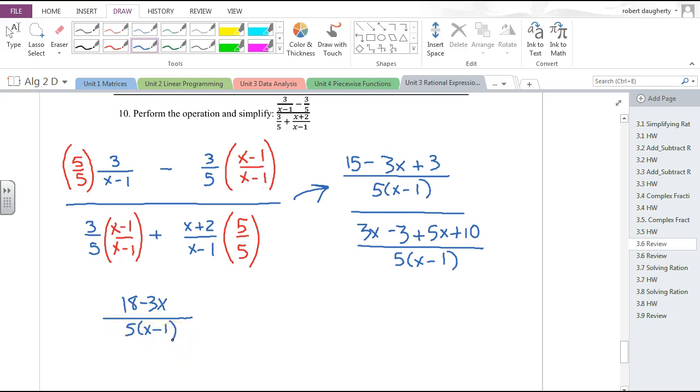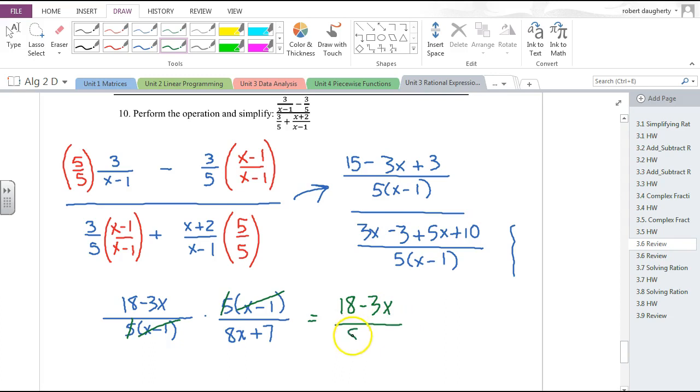And instead of dividing by this fraction that you see here, I can multiply by its reciprocal. So that's 5 times x minus 1 over 8x plus 7. Now I see that 5 divided by 5 is 1, and x minus 1 over x minus 1 is 1. So this is 18 minus 3x over 8x plus 7.